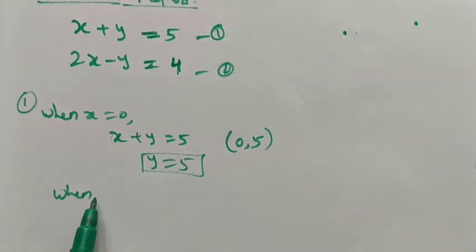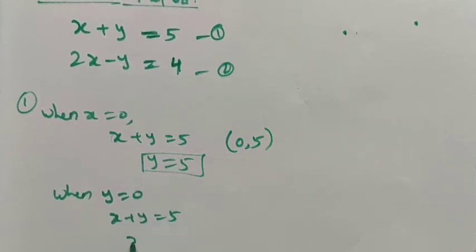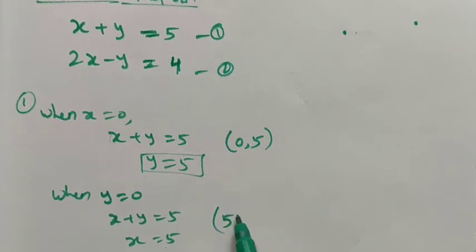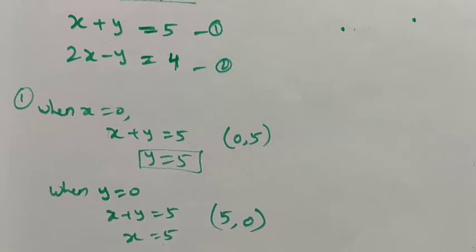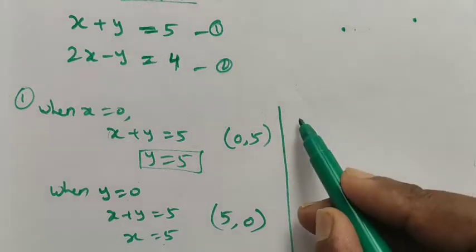One point is here. Now when y is equal to 0, in x plus y is equal to 5, then x is equal to 5. Then the ordered pair is, first we write the x value and then the y value. So these are the ordered pairs. By this way we can find the two ordered pairs.